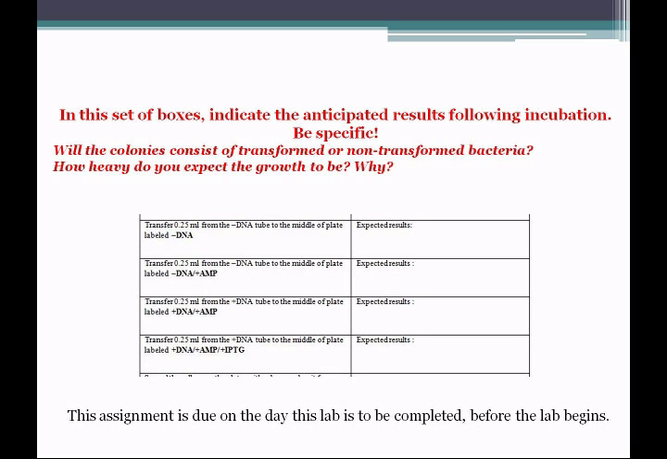And then finally, in this set of boxes, indicate the anticipated results following incubation. So here I want you to tell me what you think will be growing on the plate after your incubation period. Will the colonies glow green? That means they're transformed. Will they not glow green? That means they were not transformed. Is this a control plate? Is this a control to show that E. coli is alive and well? Is it a control plate to show that E. coli is susceptible to ampicillin? So describe what you expect to see and why you expect to see this in these boxes. Remember, this assignment is due on the day the lab is to be completed, before the lab begins.